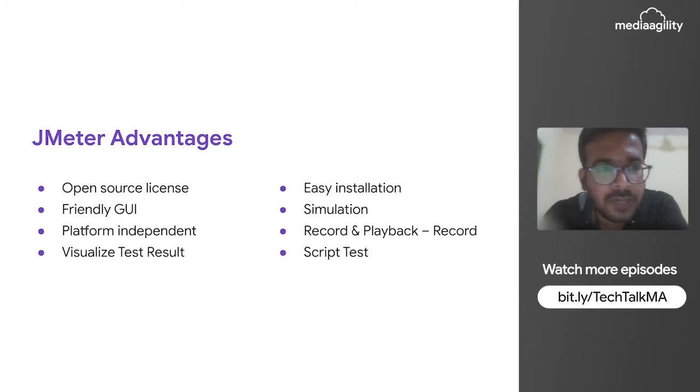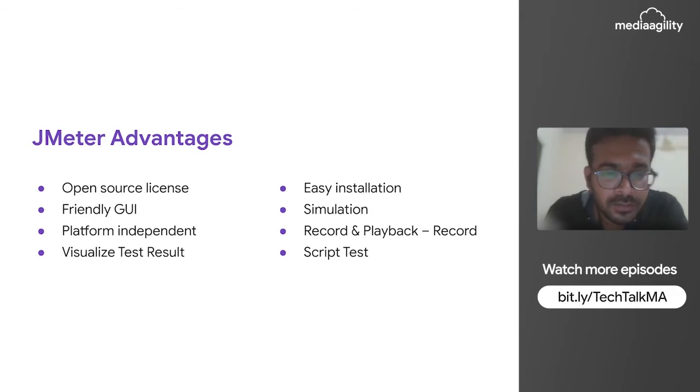Here are some advantages of JMeter. First, it has an open source license, so it's free to use, and it offers a friendly GUI where we can configure and maintain our test plan. It is platform independent, so we can use JMeter on Windows, Linux, and Mac OS as well. It provides visualized test results, which can be in CSV and JTL format, and we can also generate HTML reports using JMeter.